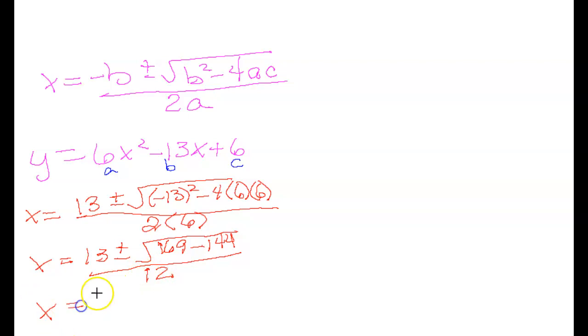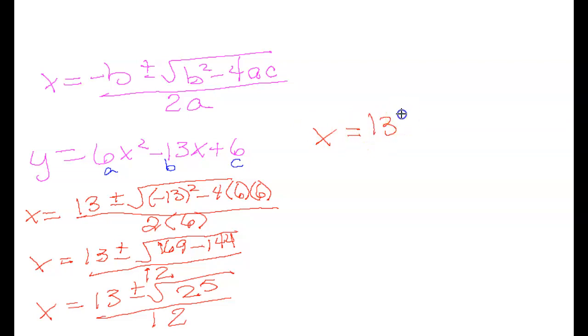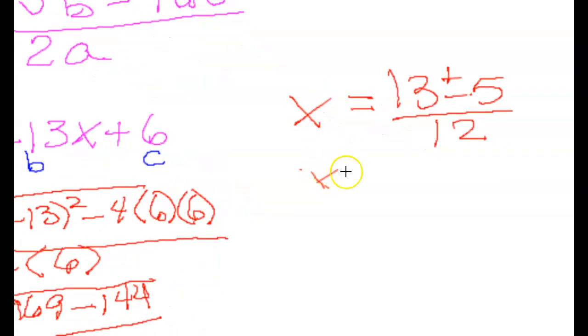So I'm going to simplify. 13 plus or minus 169 minus 144 is 25. So under the square root is 25. And now I have 12. Continuing this simplification, now is where I'm going to get close to my two answers. So I have 13 plus or minus, I'm going to square root 25, and it is 5, and 12. The plus and minus not only stands for the fact that you have two answers to this, but it also says a square root has a positive and a negative value. All square roots have a positive and a negative value.